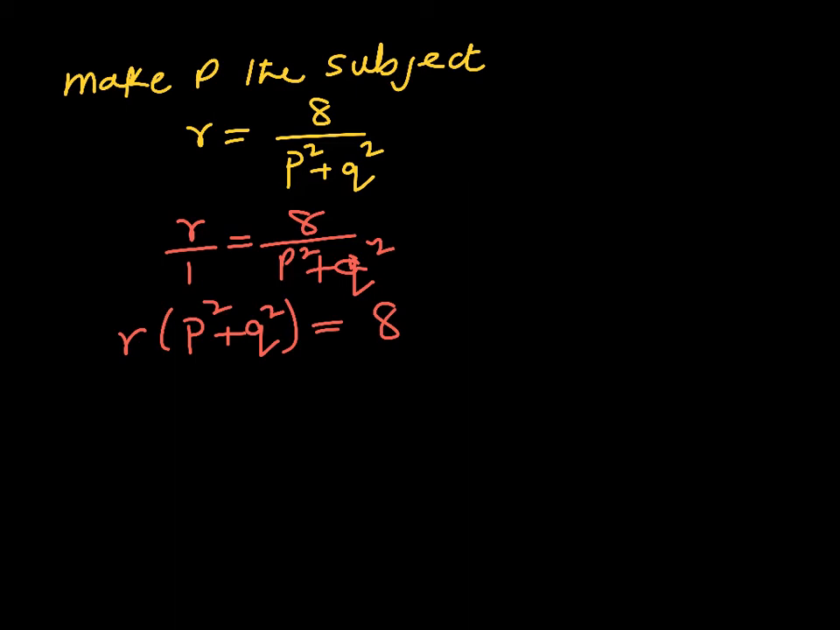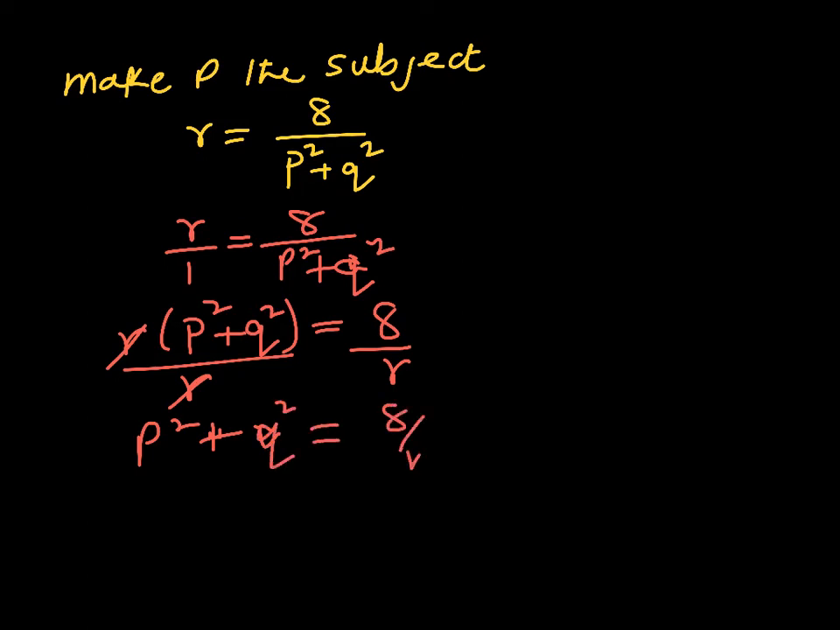Okay, so the next thing we want to do is take care of R, because the relationship between R and P squared plus Q squared is that of multiplication. So if it's a multiplication, to eliminate it, we need to divide by R. So divide both sides by R. The R on this side cancels out. So what you have is P squared plus Q squared is equal to 8 over R.